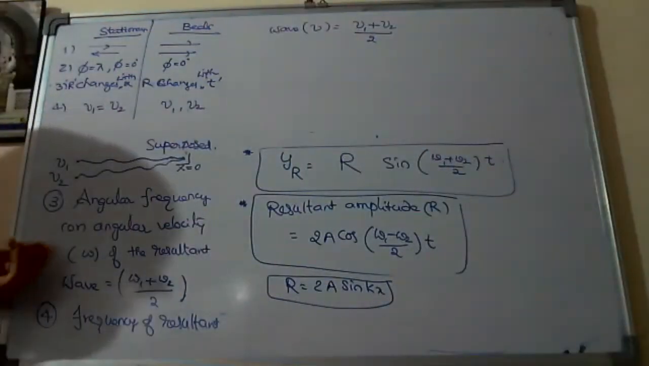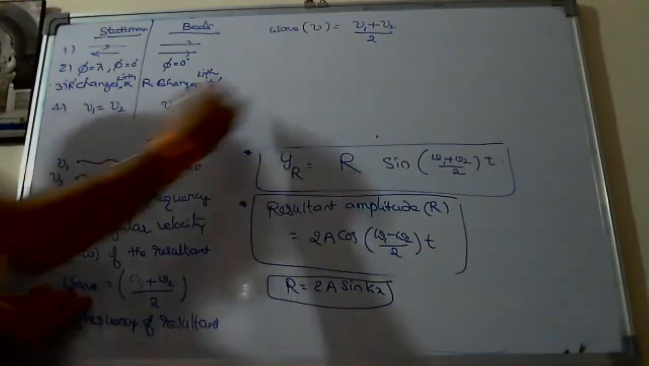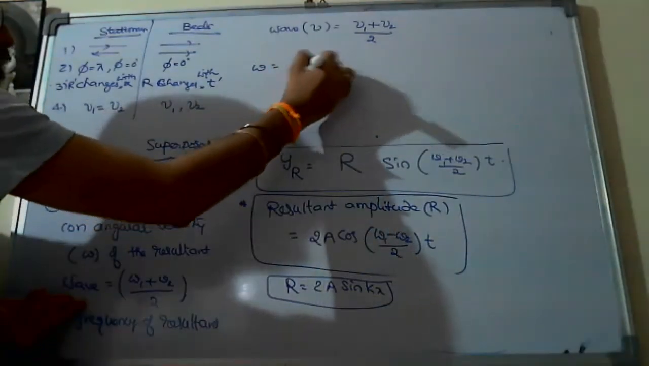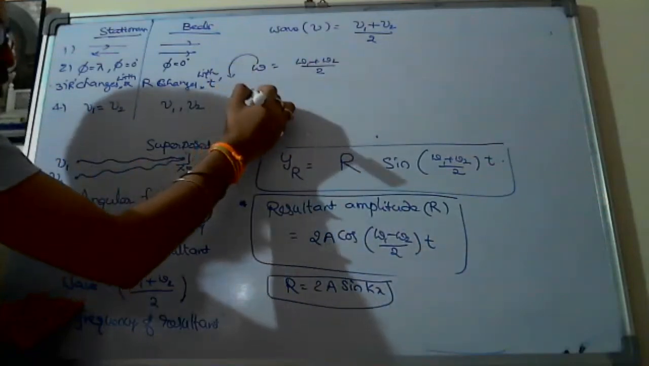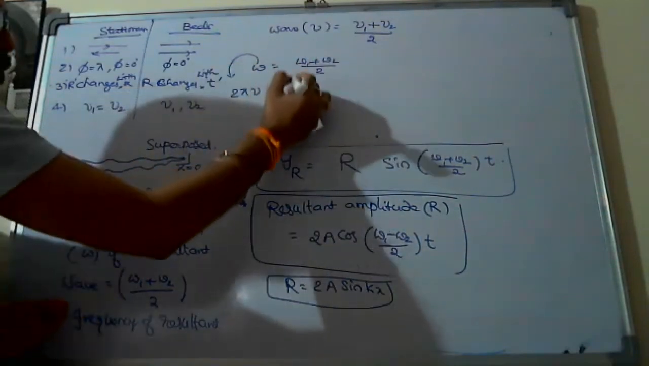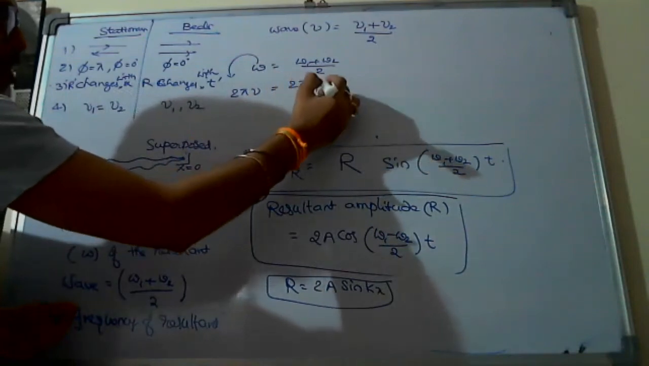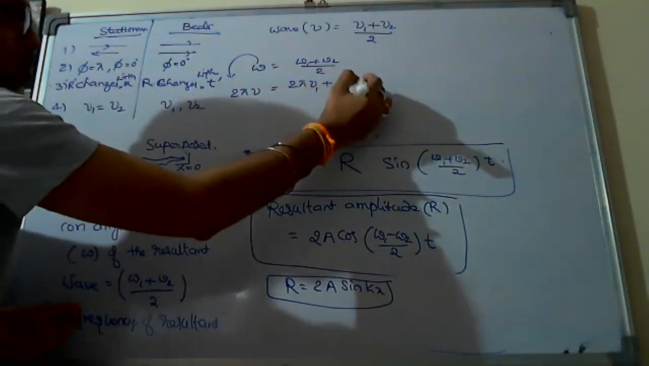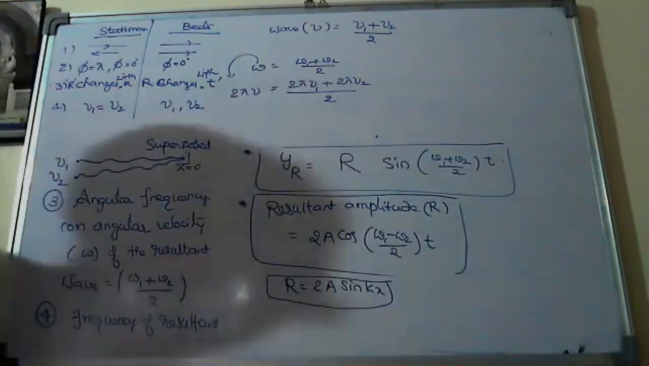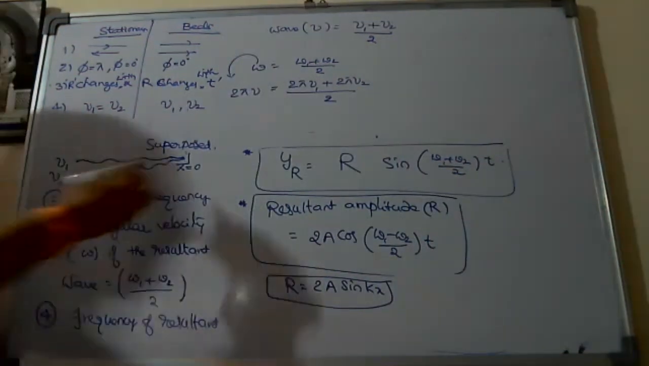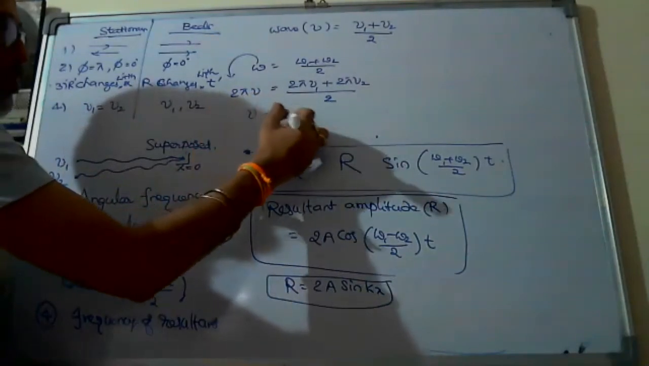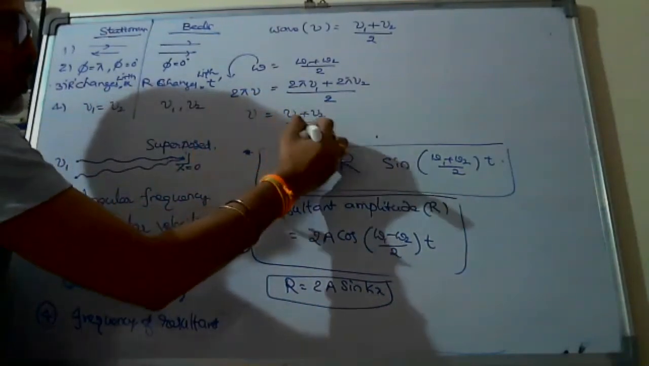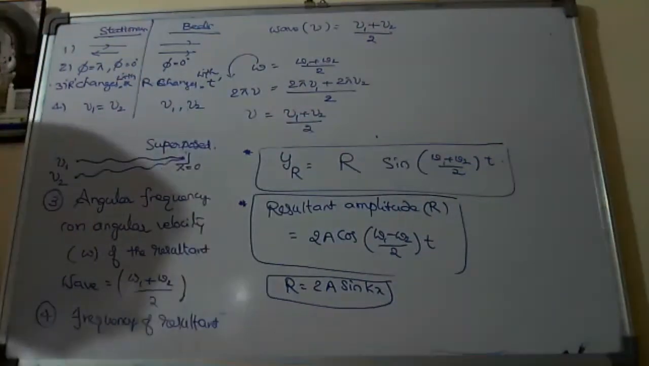It is just simple. Omega is equal to (omega 1 plus omega 2) by 2, where I write omega as 2 pi nu. In the same way, omega 1 is 2 pi nu 1 and omega 2 is 2 pi nu 2, all divided by 2. Both sides you can cancel by taking 2 pi common. 2 pi, 2 pi cancel. Nu is equal to (nu 1 plus nu 2) by 2. Very simple.